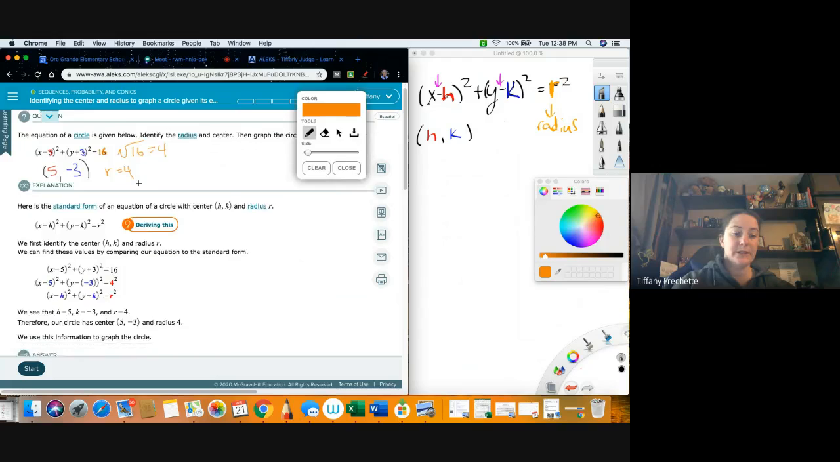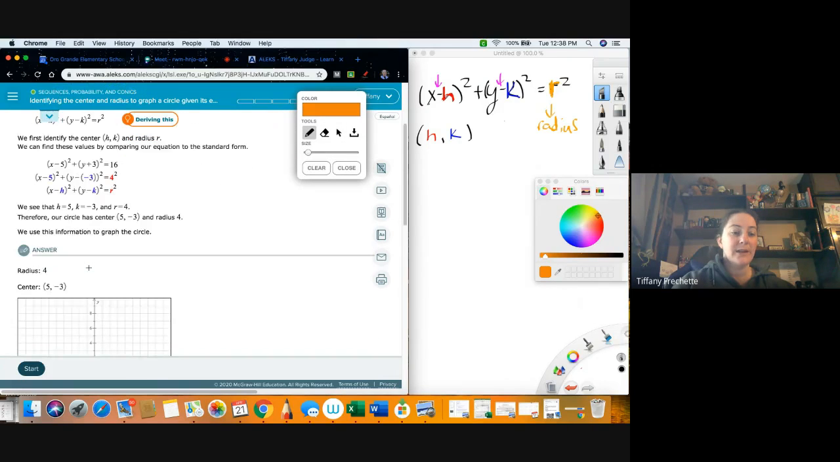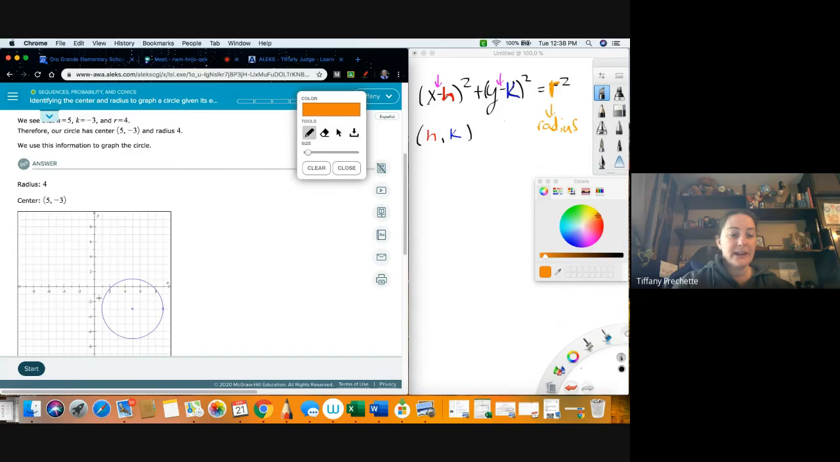So now if I scroll down here, these are all the same things that they pointed out to us. And we can graph it. So we graph 5, negative 3. That's our center. We graph one point that's 4 away. So I can go 4 to the right, 4 to the left, 4 straight up, 4 straight down.